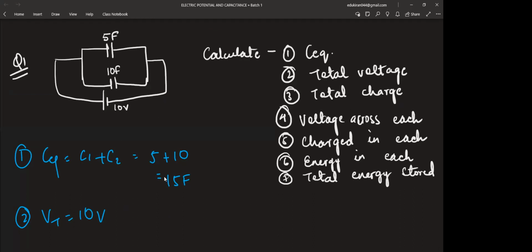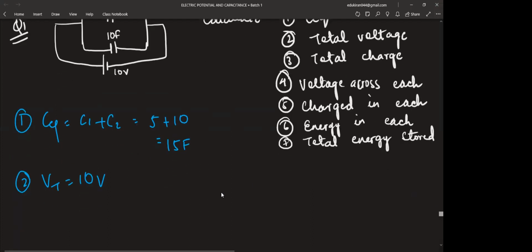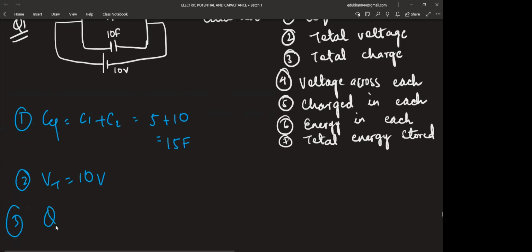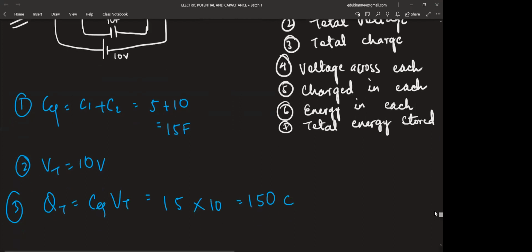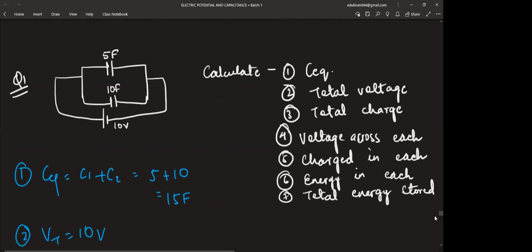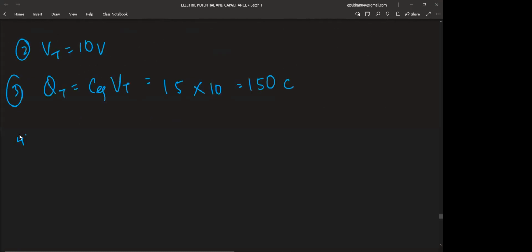Then total charge. Now, total capacitance is present, total potential is present. Can't we calculate the total charge? Total charge would be C equivalent into total voltage, that is 15 into 10, which is equal to 150 coulomb. Next, fourth is voltage across each. If total voltage is given, then V1 would be equal to V2 here, because this is a parallel combination. So your answer will still be equal to 10 volt only.